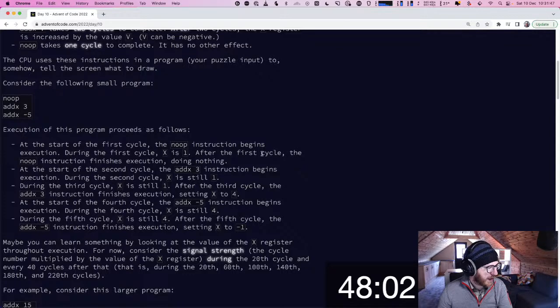X is 1. After the first cycle, the no op instruction finishes, nothing. At the start of the second, add X 3 begins execution during the second cycle, X is still 1. During the third cycle, X is still 1. After the third cycle, the add X 3 instruction finishes executing. At the start of the fourth, the add X negative 5 begins. During the fourth cycle, X is 4.